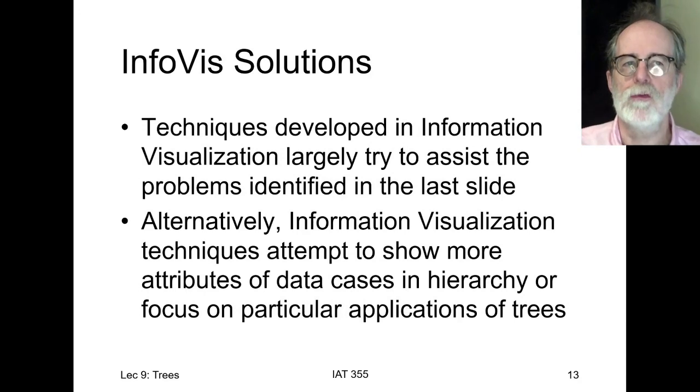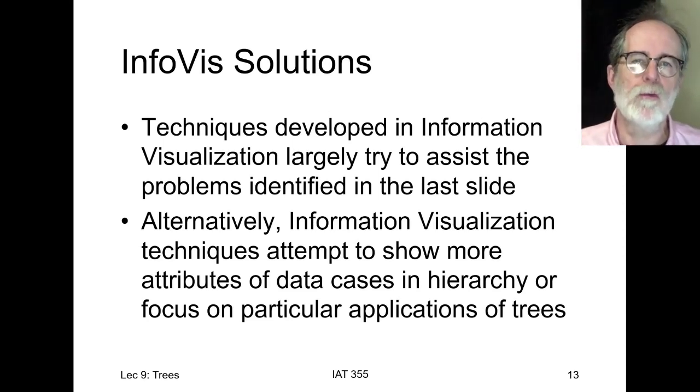So InfoVis solutions are basically techniques that have been developed in the field of information visualization to try to assist with problems identified of fan out not being predictable like O is 2 times n, but being variable and having a large range. Sometimes you might have 500 files with 500 folders, and other times you might have 2 per folder. And also, information viz techniques attempt to show more attributes of data cases in the hierarchy or focus on particular applications of trees.